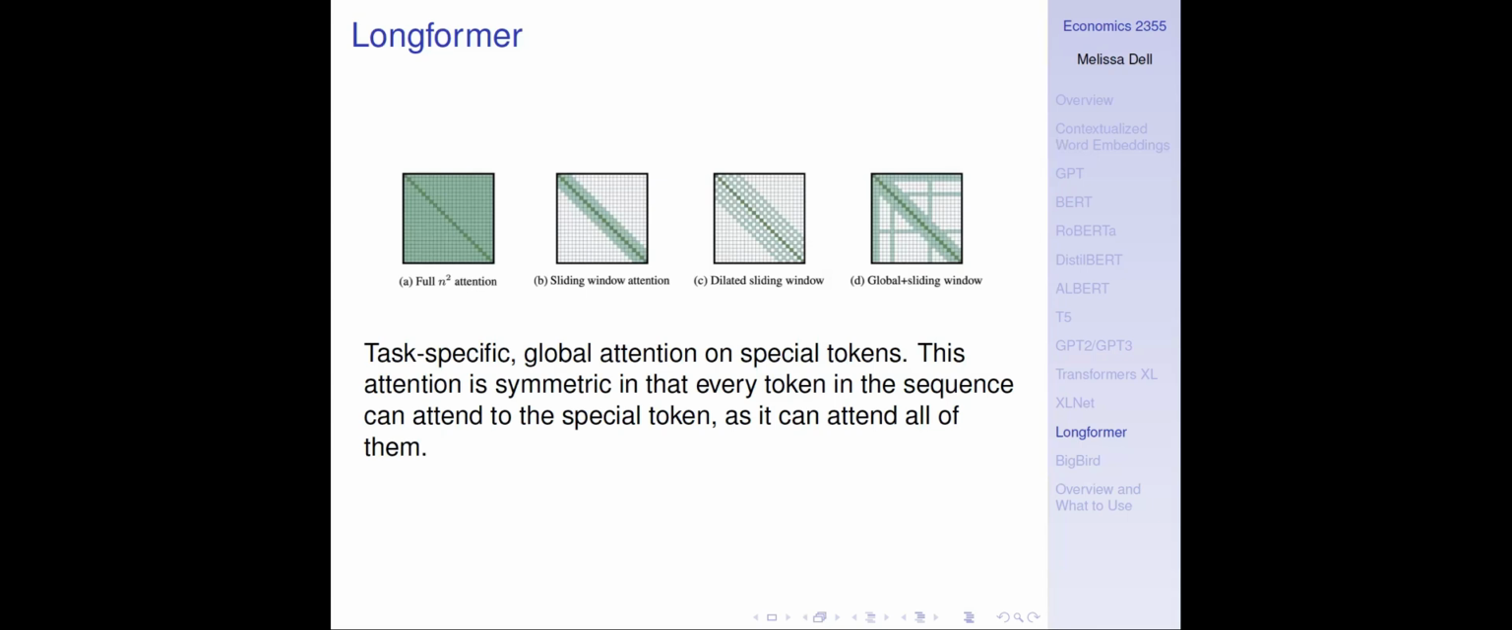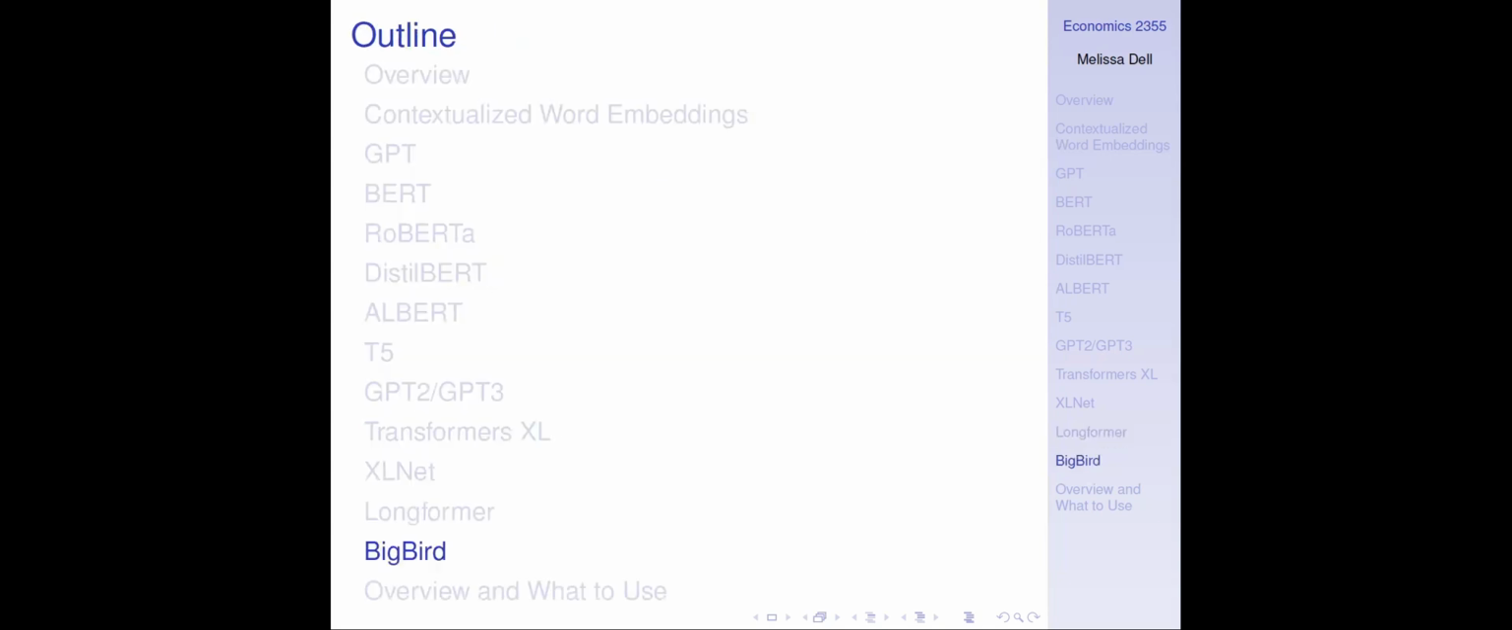And so the global attention is symmetric in that the class token can attend to every other token in the sequence, and every token in the sequence can attend to the class tokens. This is what it does in practice in order to be able to have much longer sequences than 512 tokens that are actually computationally feasible to compute attention for. So that's Longformer.